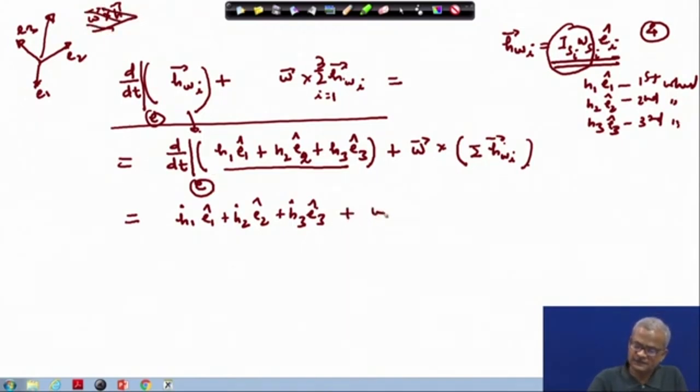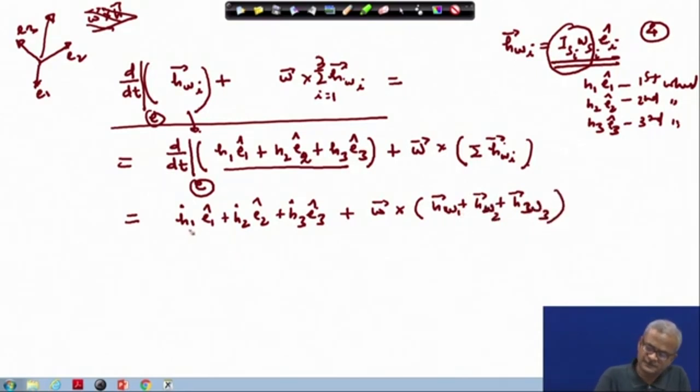So, this quantity plus omega cross this quantity, which is h 1 plus h 2 plus h 3, all these are for wheels. I have missed it here. So, omega 1, omega 2, this is h wheel 3. In all these places it is h w 1, h w 2, h w 3. Carrying this subscript is a little difficult, but for clarity I am putting it here.